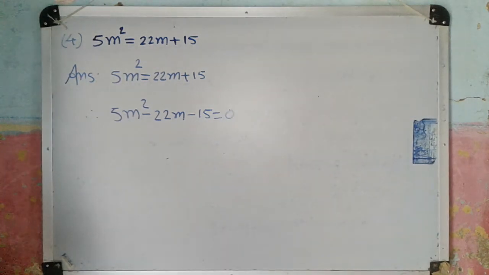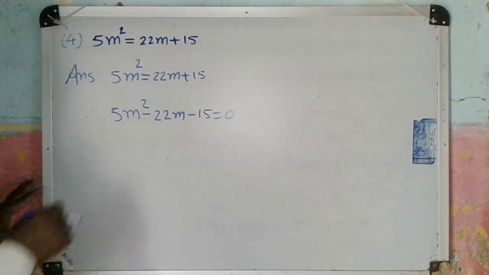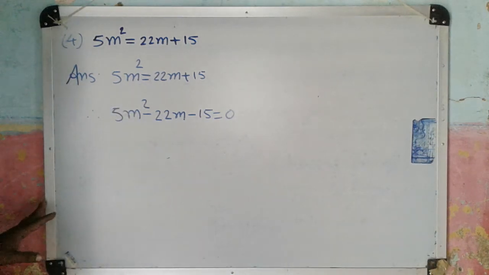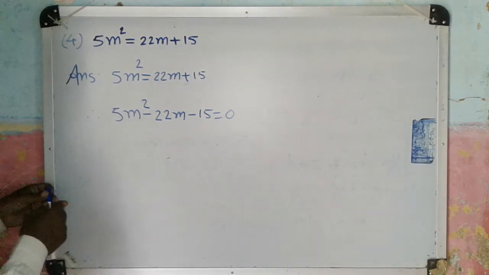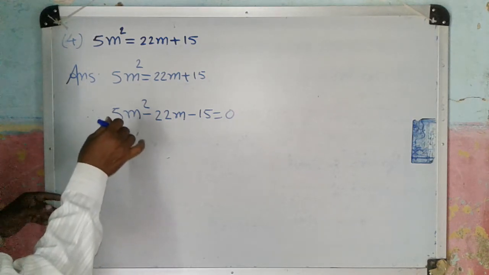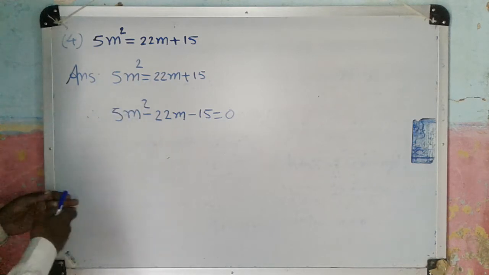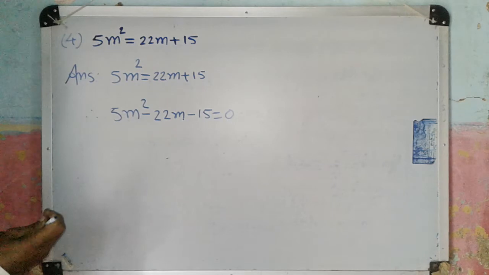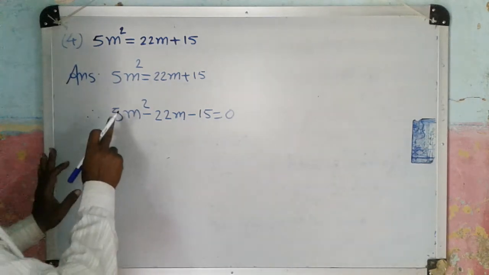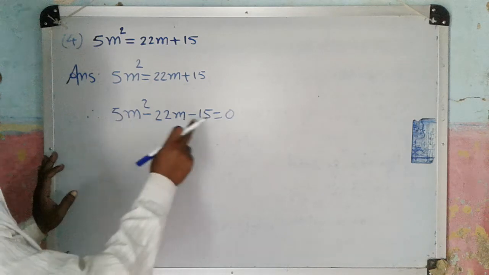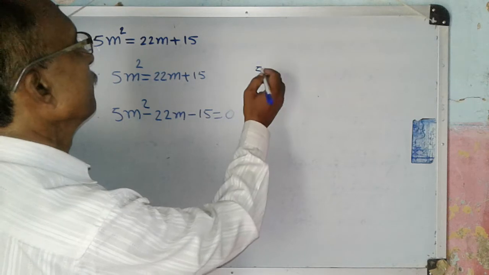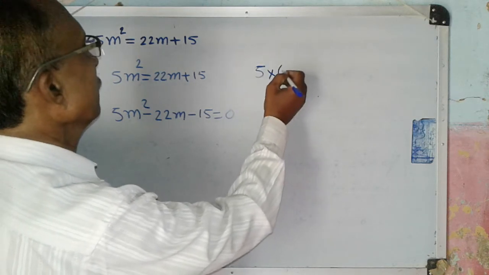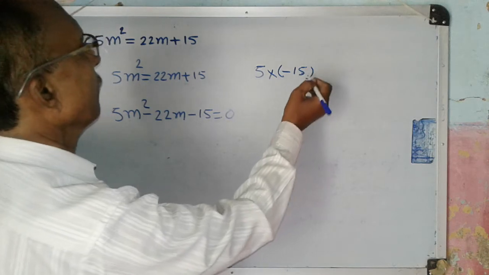Now here in this quadratic equation, the coefficient of the square term is 5. It is more than 1, or it is other than 1. So in such a case, if the coefficient of the square term is other than 1, then first take the product of the coefficient of the square term and the constant. That means 5 multiplied by minus 15.